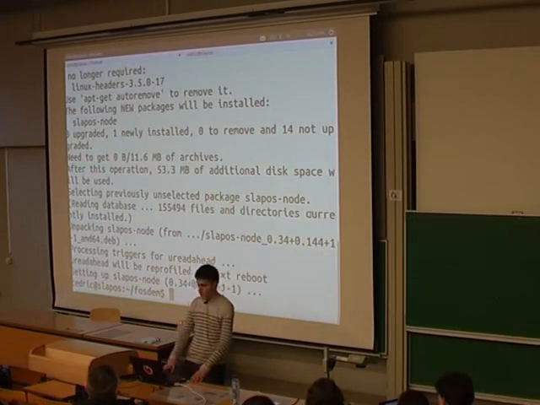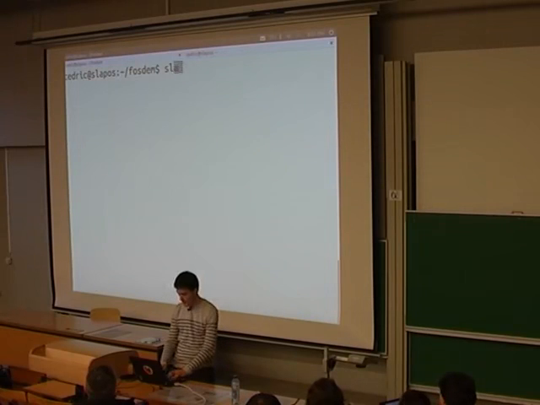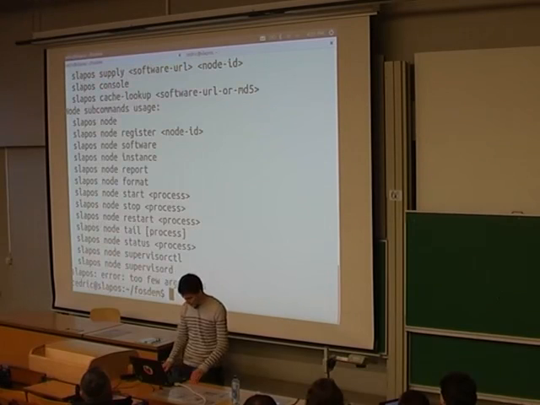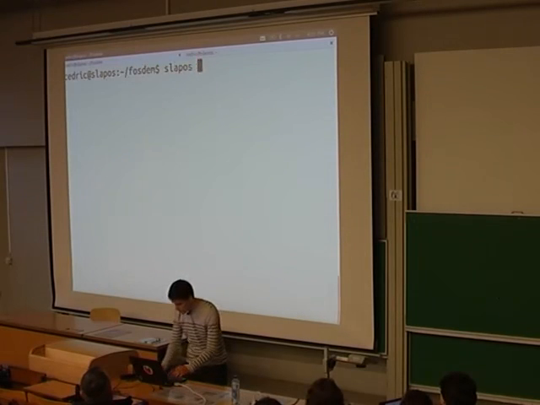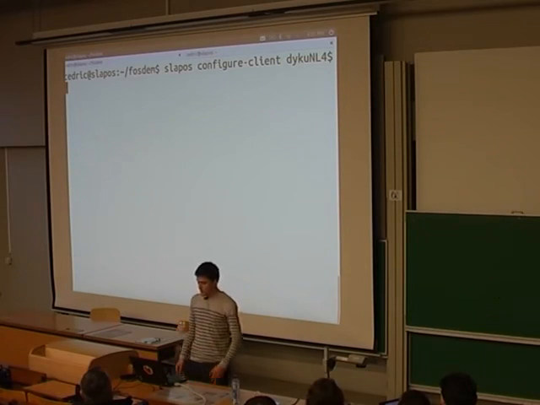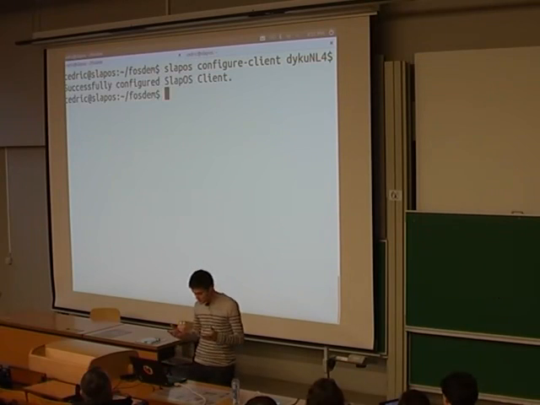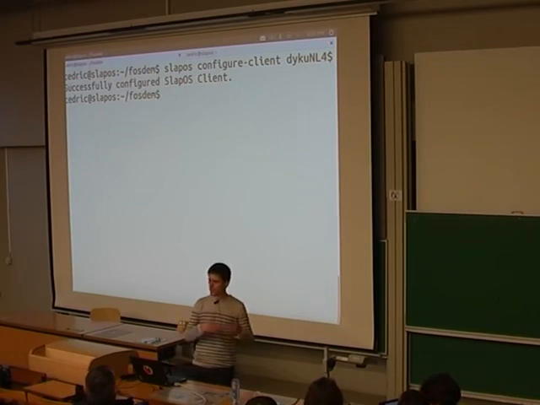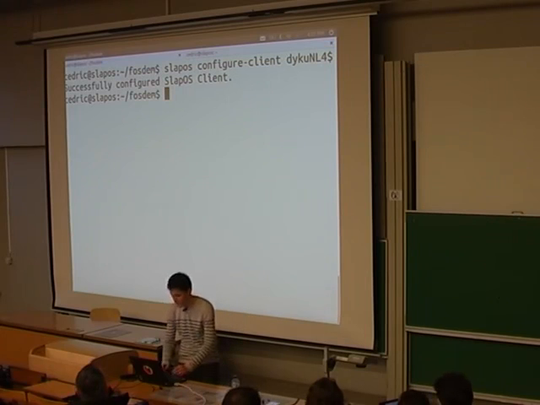Okay, SlapOS is installed, and I now have a new command named slapos. All I have to do to configure it is to run the command slapos configure client with my token. It will download certificates from slapos.org so that now I can request instances from the command line. We can do it from the UI, but we are developers, we are geeks, so we love the tool, right?